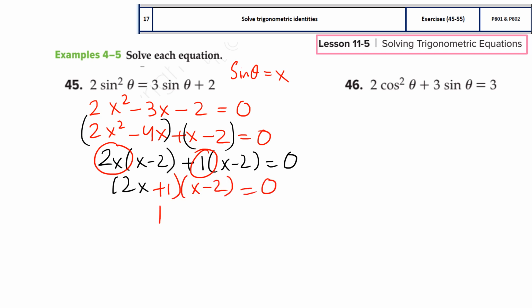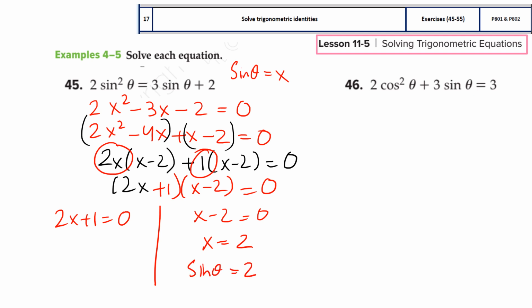So the two factors using zero product property are 2x plus 1 equal to 0 and x minus 2 equal to 0. So x equal to 2 means sine theta equal to 2. Is it possible? Maximum value of sine theta is 1. So this is not possible. So no solution will come from this part. We reject it. And now we focus here.